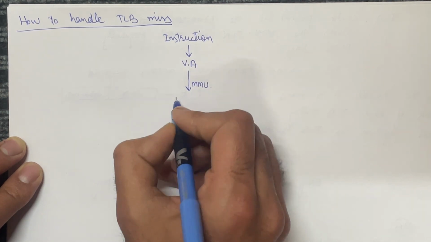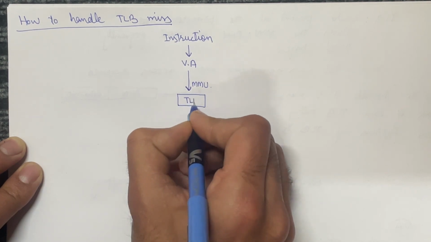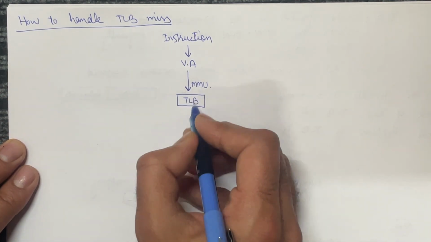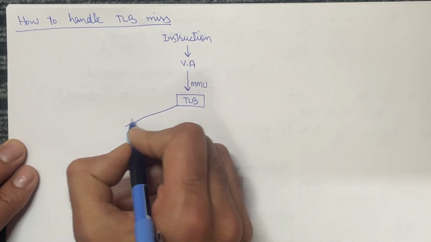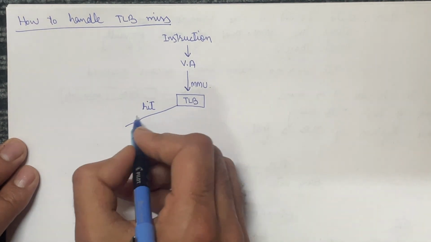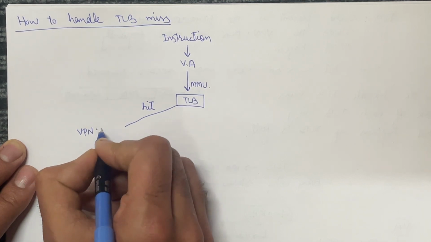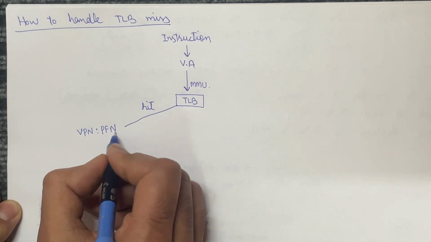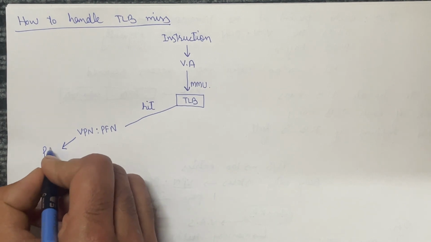Now the first thing the MMU does is access the TLB. Okay, so what is there in the TLB? The TLB contains the virtual address to physical address mapping. So there are two scenarios. The first scenario is that there is a hit in the TLB. What does that mean? We will get this virtual page number to physical frame number mapping, and if we get it, we can easily convert this virtual address to a physical address.